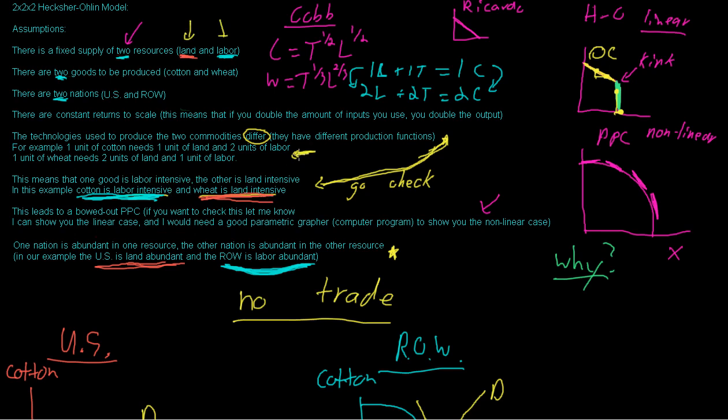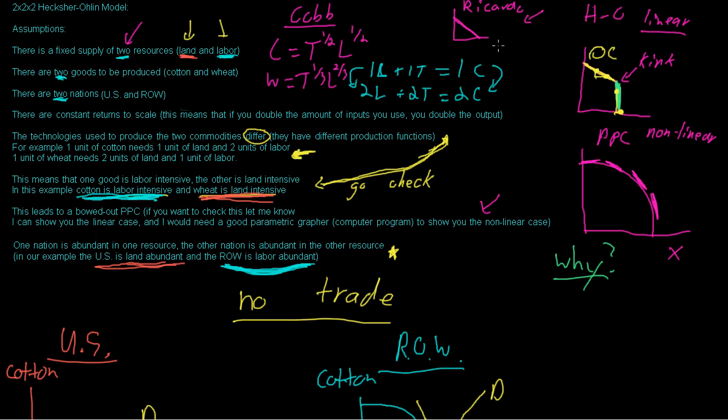I want you to go ahead and check that on your own. I've done this all ahead of time, so I encourage you to go check it, but you will see that that is true. These different intensities, one good being intensive in one factor and the other good being intensive in the other factor, are what make this entire model interesting. Because of this, we get these bowed out production possibilities curves. That's what I was doing up here in this bright purple.